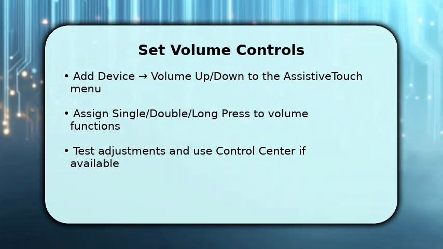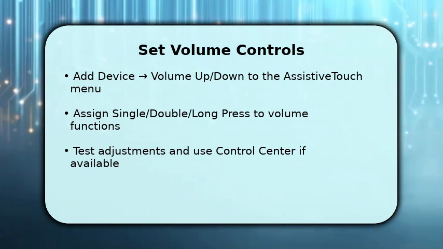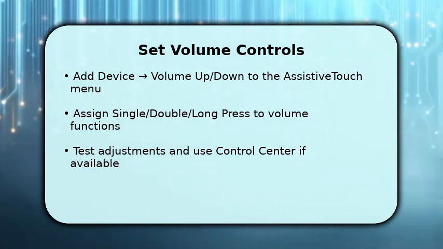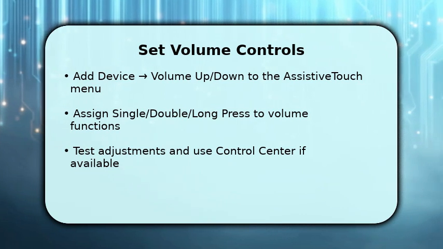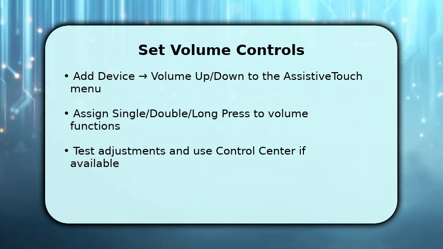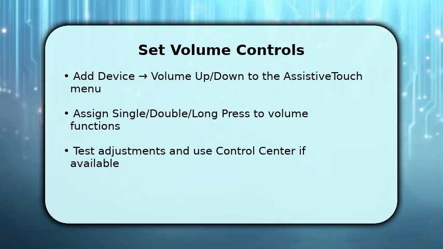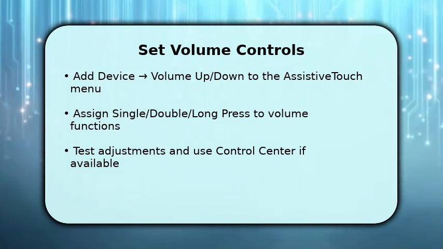Tap the floating button, choose Customize Top-Level Menu or Custom Actions, and add Device, right arrow, Volume Up and Volume Down entries. Assign single, double, or long press actions to those controls so a single tap raises or lowers volume instantly. Make sure to test each assignment by pressing the floating icon and using the new options.